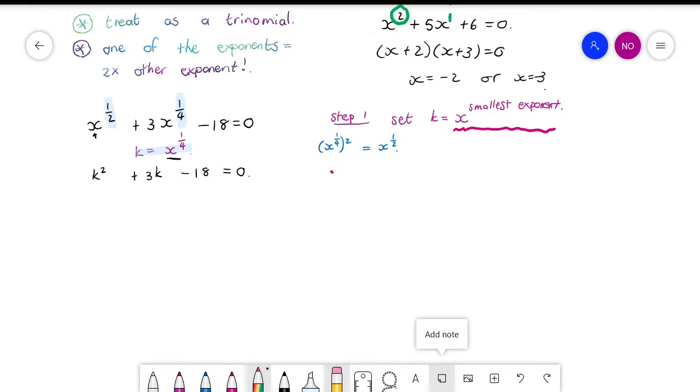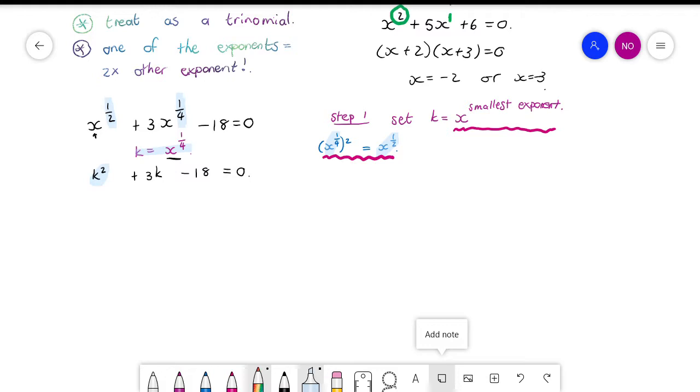Oh, I wrote it there. X to the power of a quarter to the power of 2 is x to the power of a half. Hoe kry ek dit? 'n Kwart maal 2 is 'n half. Okay? And why do I say that? Because this thing, I must now set to K. Nee, ek het hom mos gelyk gestel aan K. So in other words, x to the power of a half becomes K squared. If x to the power of a quarter is K, then x to the power of a half must be K squared. Do you agree?